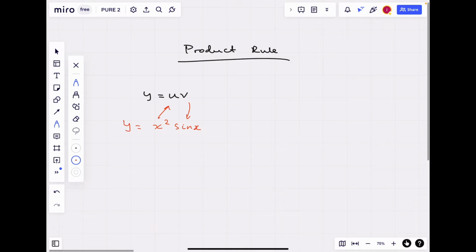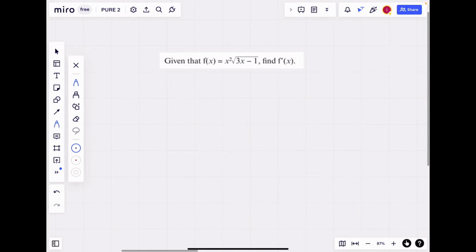Does that make a bit more sense? Two completely wildly different terms in a function. So in order to differentiate something like that, you would use the product rule. The product rule looks like this: u times dv by dx plus v times du by dx. That's it. So let's have a look at a scenario where we use this, and then hopefully it'll make a bit more sense if it's confusing right now.